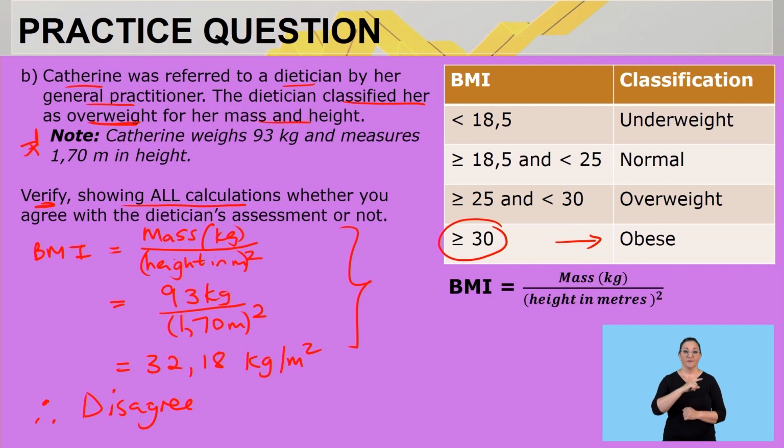Okay, we'll disagree with his statement because we have just calculated her BMI is 32.18, making her obese. Guys, I hope that's clear to all of you. I verified by showing my calculations and then I concluded right at the end based on my calculation. Okay, let us do another question.